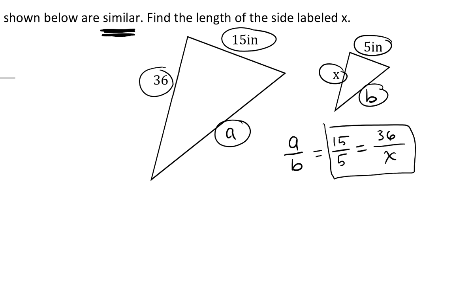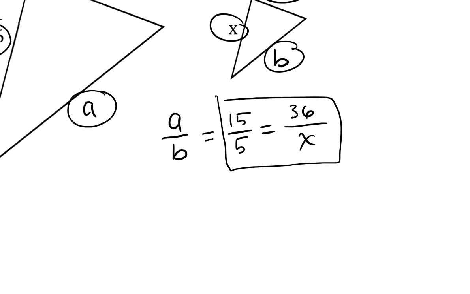A little bit of advice: when you see any of the ratios can be reduced, it's a good idea to do that. It's certainly true that because this ratio 15 over 5 can be reduced, it's the same as 3 over 1. It makes this problem a little bit easier. So I think I'm going to look at that. I'm going to say 3 over 1 equals 36 over X.